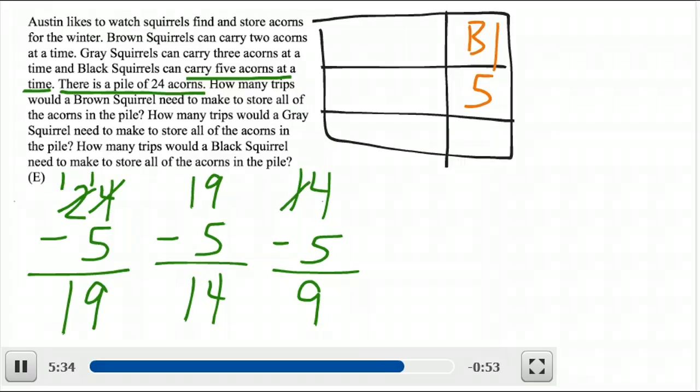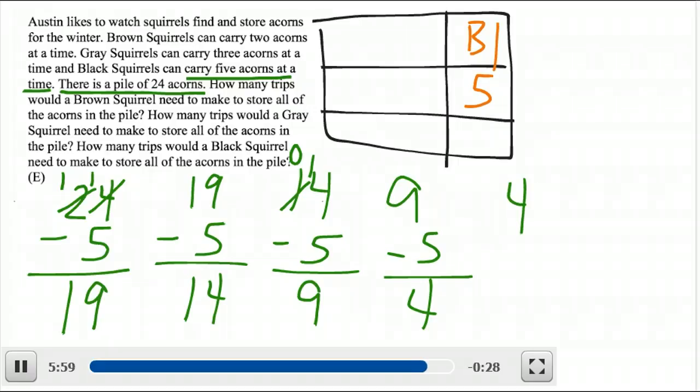Again, I have to regroup. It becomes 0 tens and 14 ones. Now I go 9 minus 5. That gives me 4. Now, can I subtract 5 again from 4? No, of course not. I cannot take 5 away from 4. But I still need one more trip. Even though it won't be 5, he'll have to take another trip and just get these last 4.